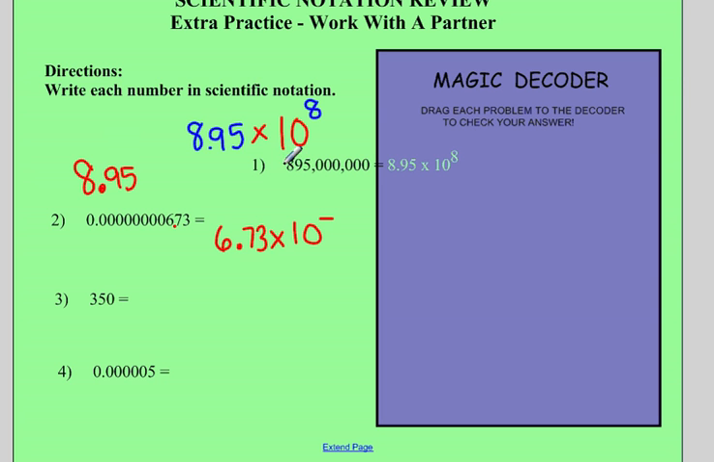6.73. Now I need to count. How many digits are there between these two decimal points? 1, 2, 3, 4, 5, 6, 7, 8, 9. There are 9 digits there. And I can check my work. I'm going to drag this over here, see if we're correct. And we are. 6.73 times 10 to the negative 9. 2 more questions here that I would like you to try. Have those done on your notes for tomorrow.